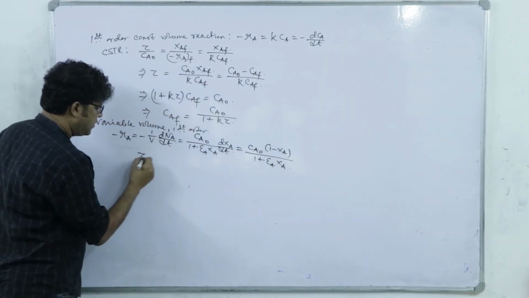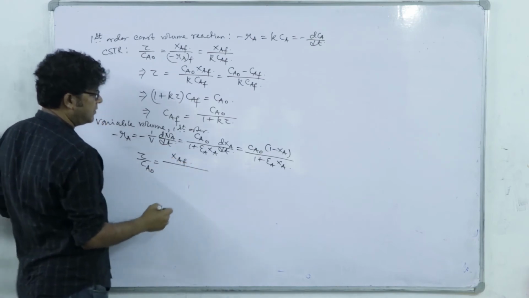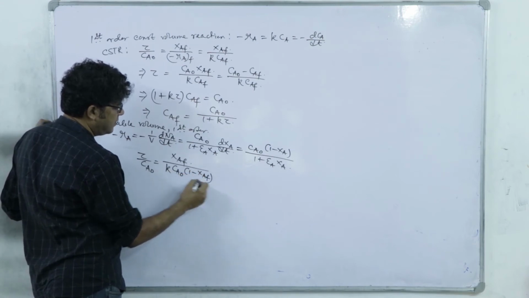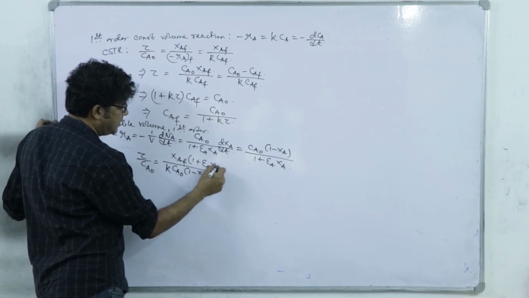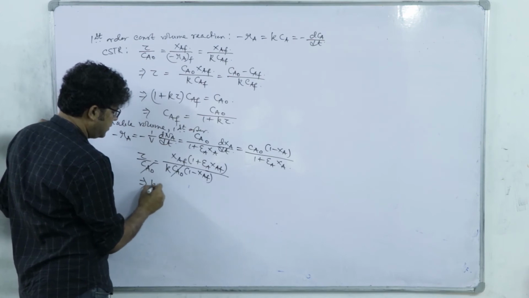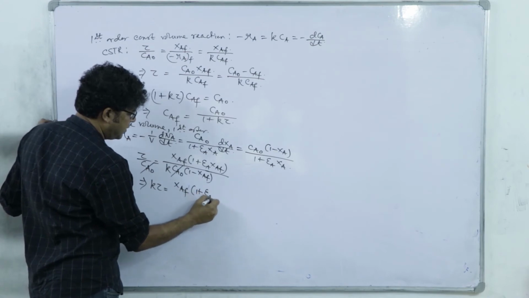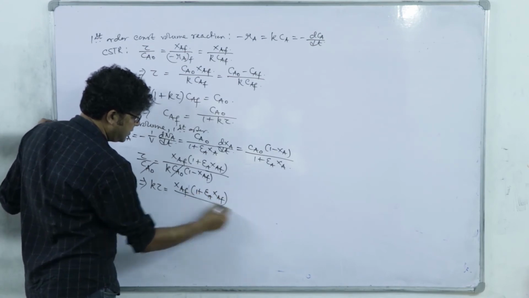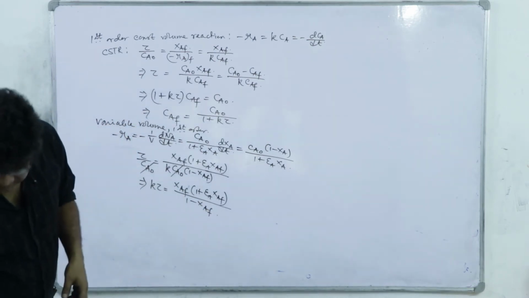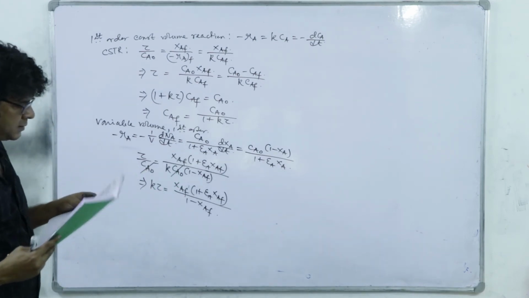So we have tau by Ca naught equal to Xaf divided by minus Ra, which is K into Ca naught into 1 minus Xaf, divided by 1 plus epsilon A Xaf. Ca naught cancels out, so K tau is equal to Xaf into 1 plus epsilon A Xaf divided by 1 minus Xaf. So that's the final form of the design equation for variable volume. Right.